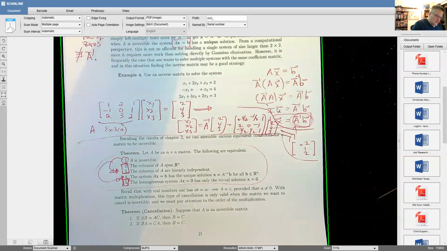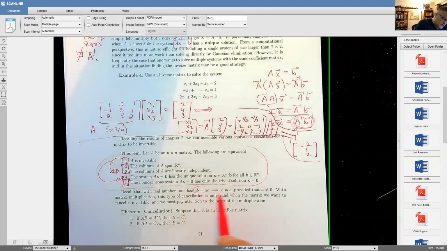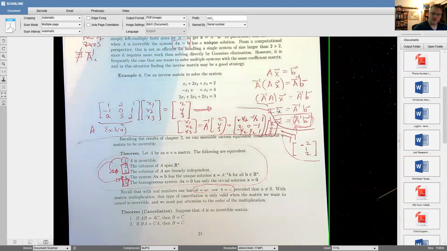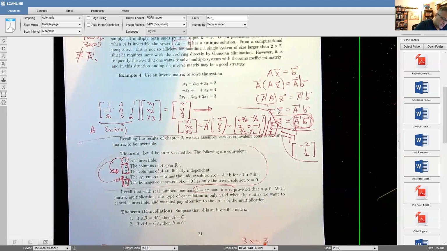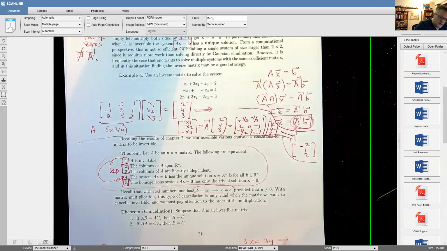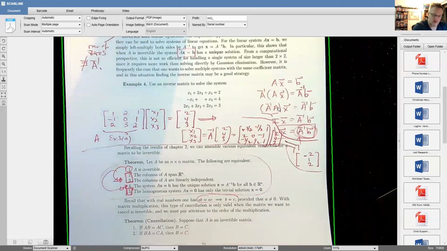Next up are our cancellation laws. So remember when we have this sort of thing from just algebra, if you had 3x equals 3y, then we knew we could divide both sides by 3 to get x equals y. And that was because 3 was not 0, right? 3 had a multiplicative inverse. It was 3 to the minus 1.